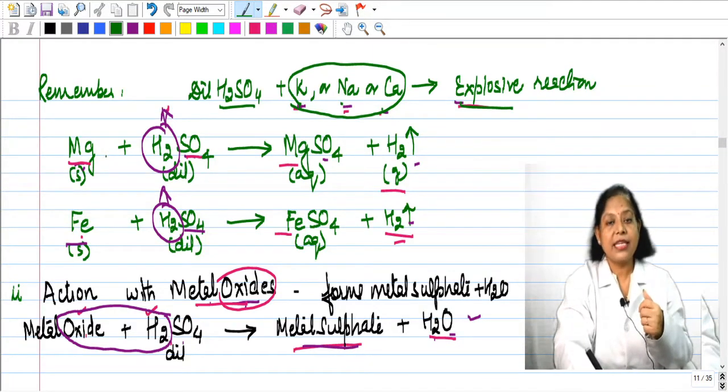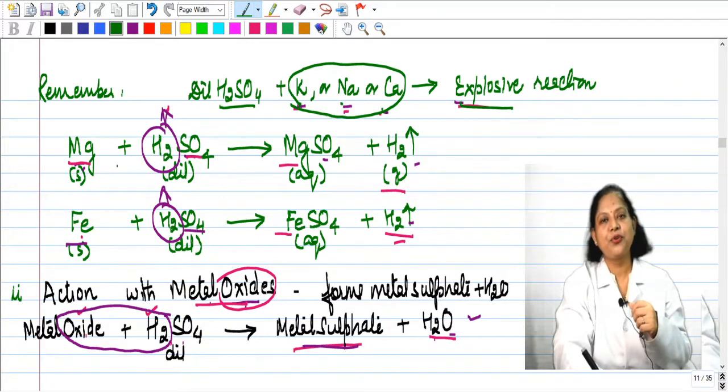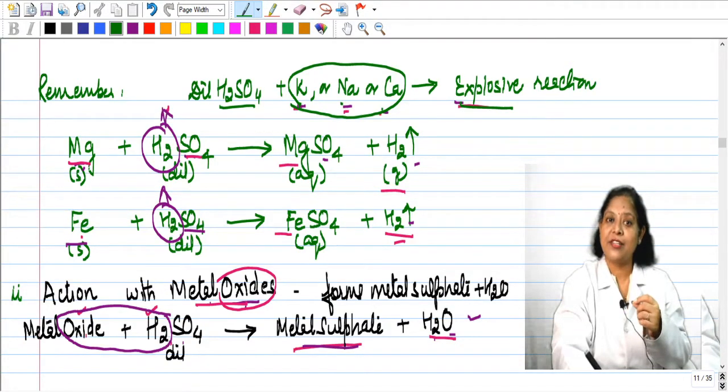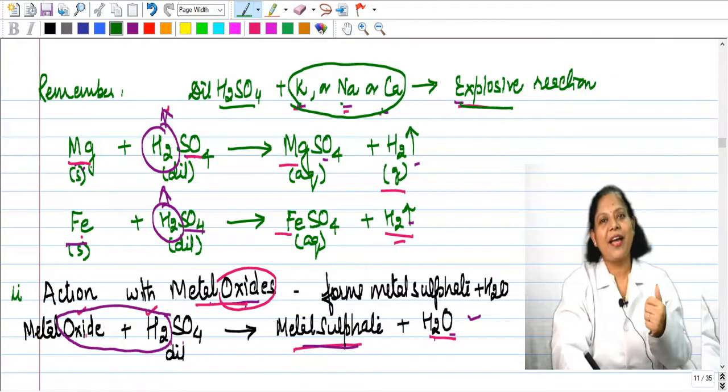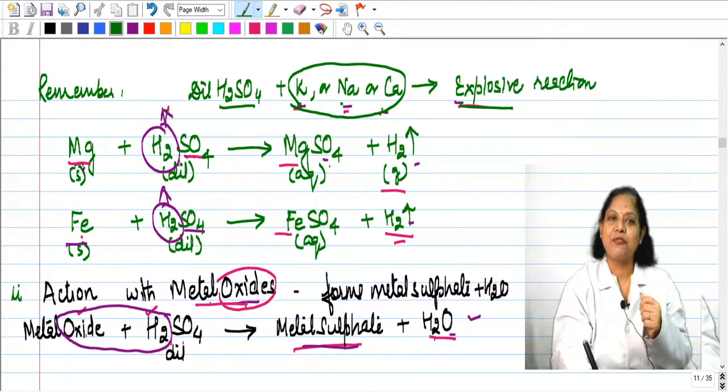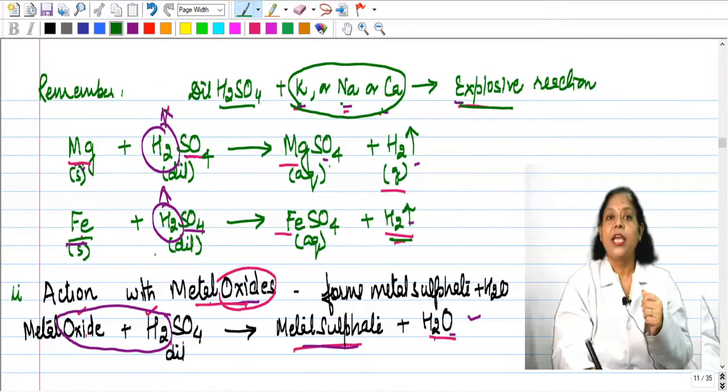When you visit the chemistry lab with your teacher, request your teacher to show you the experiment. When you drop magnesium metal or iron nails, you will find bubbles of hydrogen gas coming out. Magnesium, when dropped in dilute sulfuric acid, releases hydrogen and you will get magnesium sulfate. Likewise, if you drop iron in dilute sulfuric acid, hydrogen gas will be released and you will get ferrous sulfate. Is this clear?